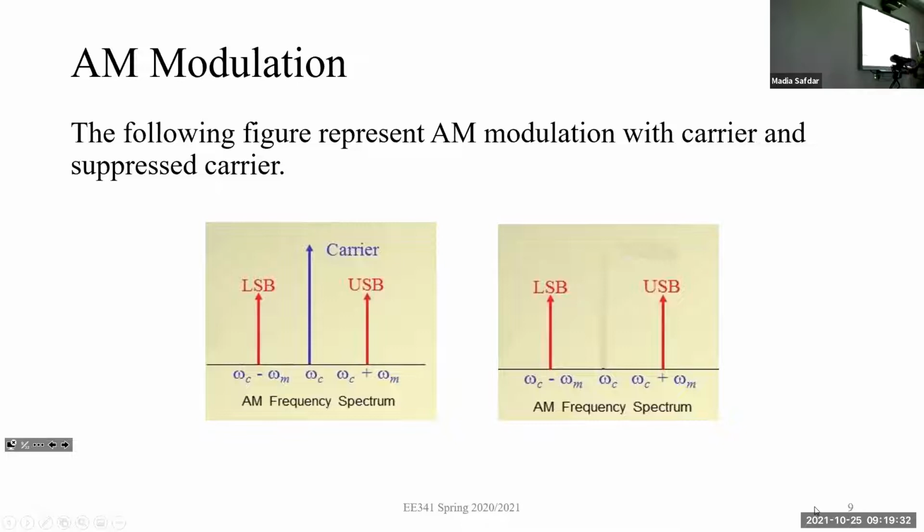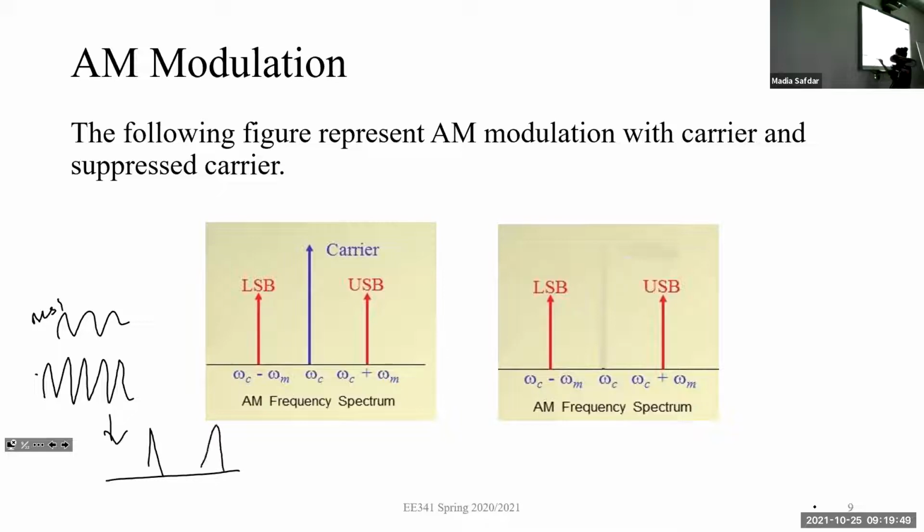So now, what happens in the suppressed carrier? It means that you have your message signal. This is my message signal. This is my carrier. And then at the output, you will get 2 bands, and this carrier will be lost. It will be suppressed. Why? If we transmit the carrier, it will cause a loss of power.